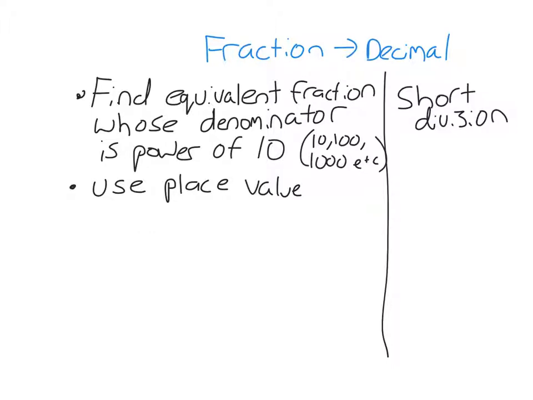The second method involves short division. You can choose whichever method you like. Let's look at an example. So let's have the fraction 7 over 20, and I want to turn that into a decimal.